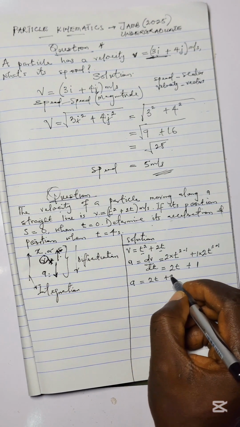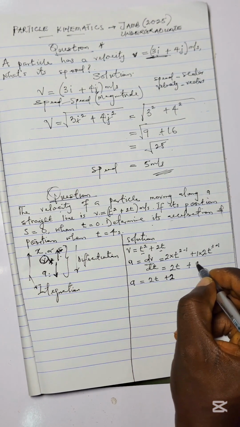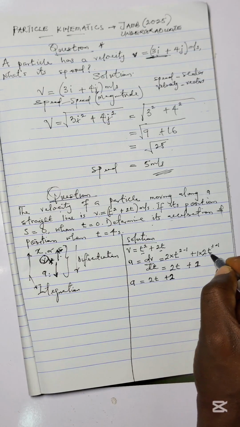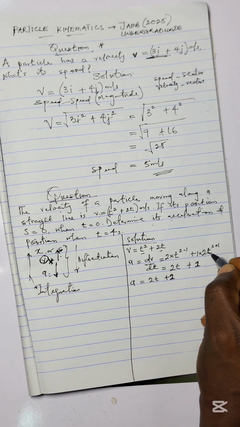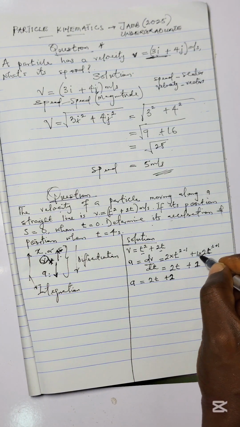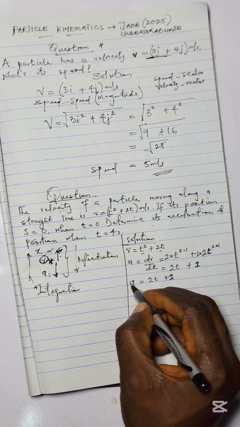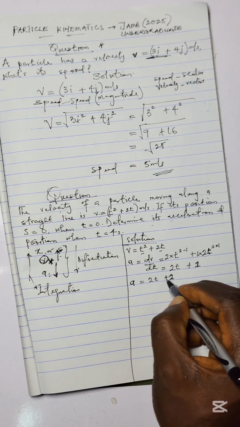Sorry, this is supposed to be 2, not 1, because it is t raised to power 1 minus 1, which is t raised to power 0. Anything raised to power 0 in mathematics is 1. 2 multiplied by 1 is 2. So our acceleration is equal to 2t plus 2.